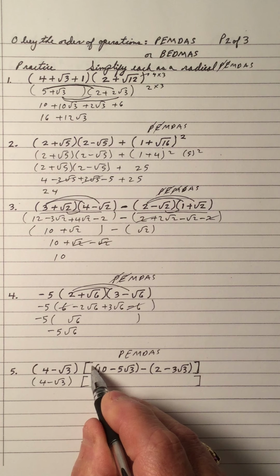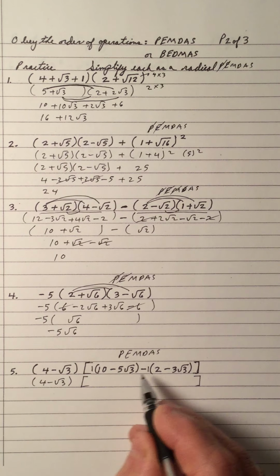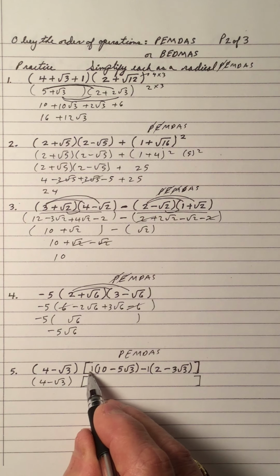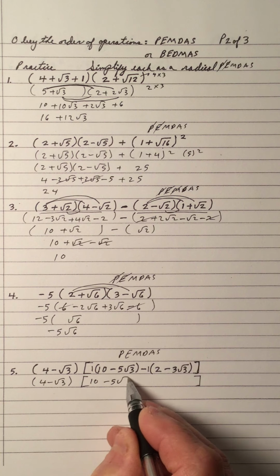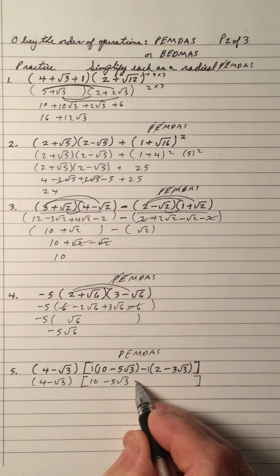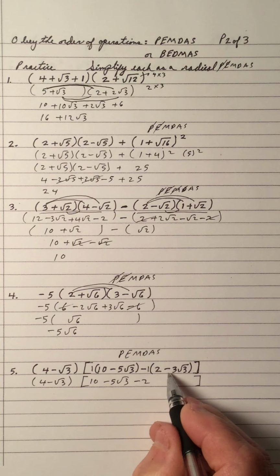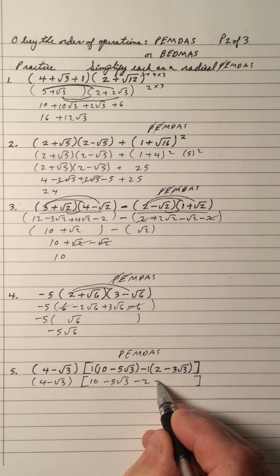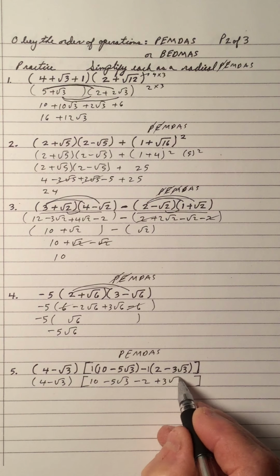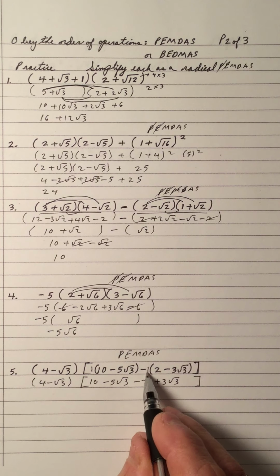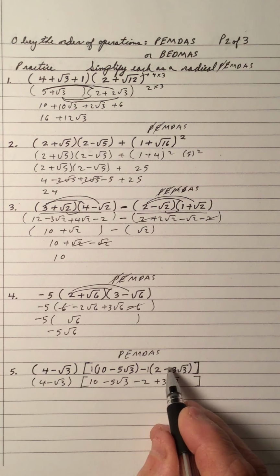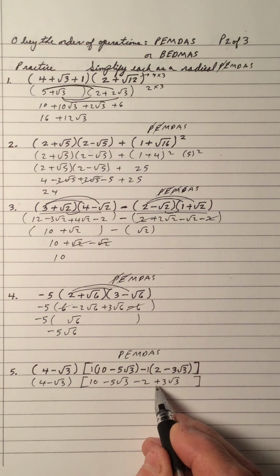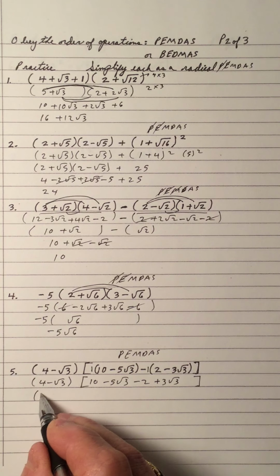If you think about it, that's a 1, and that's a 1. So 1 times 10, 1 times negative 5 root 3, negative 1 times 2, negative 1 times negative 3 root 3 is a positive 3 root 3. If I didn't put the 1 here, I would have to add on the opposite. The opposite of 2 is negative 2. The opposite of a negative 3 root 3 is positive 3 root 3.